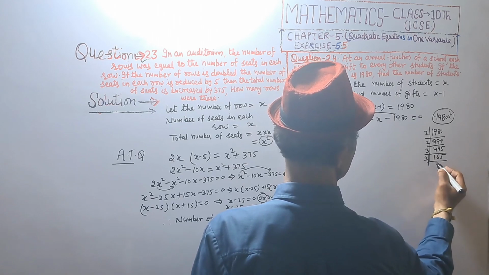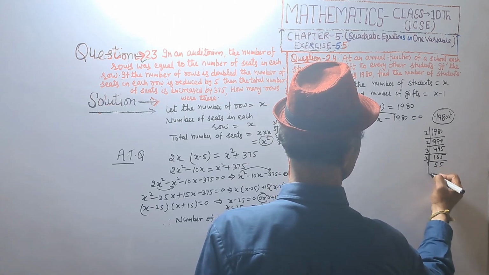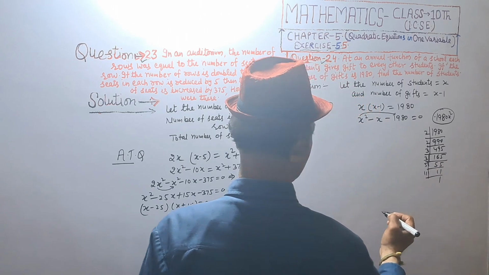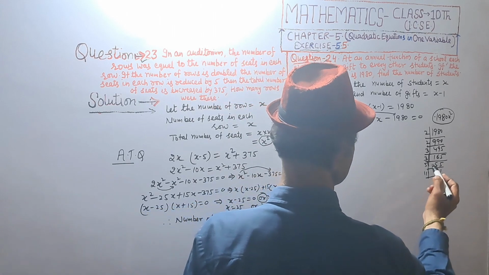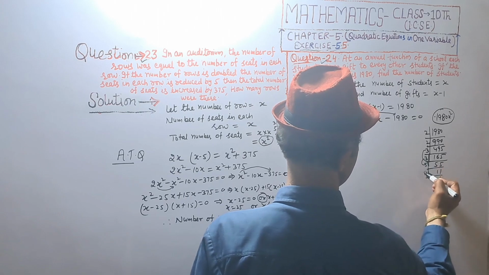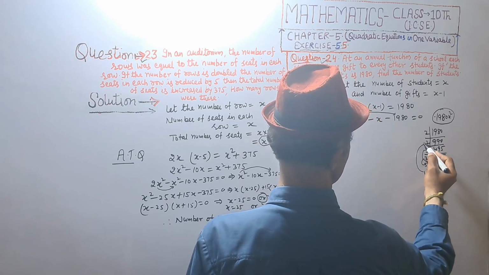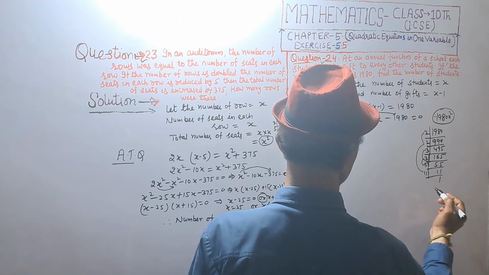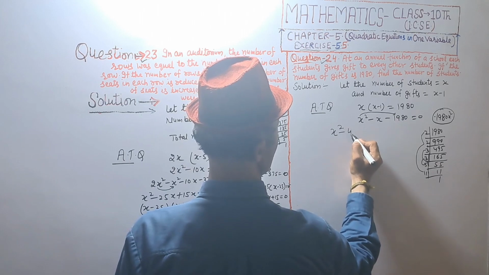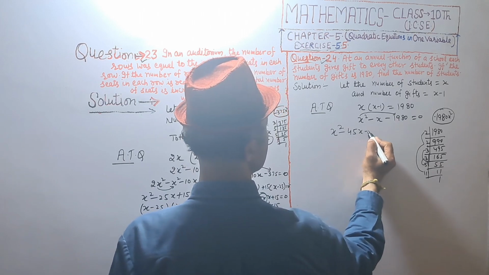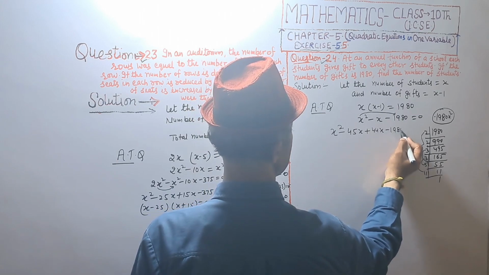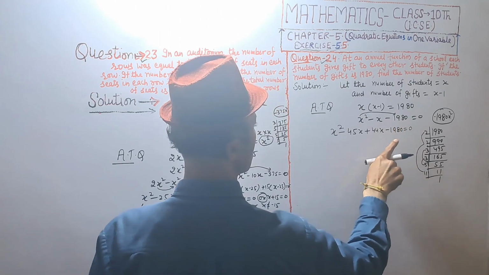Three, 5, 11, 11, 1. That is 3 3s are 9, 5s are 45, 11 2s are 22, 2s are 44. Yes, that is x raised to power 2 minus 45x plus 44x minus 1980 is equal to 0.